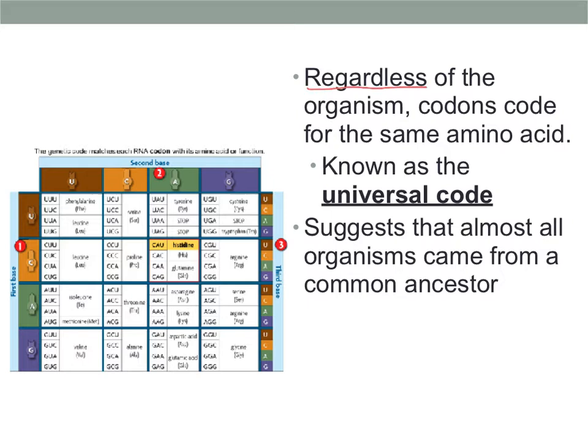Regardless of the organism, codons code for the same amino acid. Because this codes for the same amino acid, it's known as the universal code. This gives evidence that almost all organisms must have come from a common ancestor. This is a picture of the genetic code, which is also found on page 472 of your book, page 472 of your iBook.